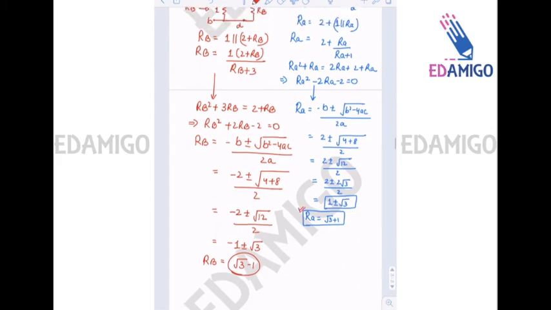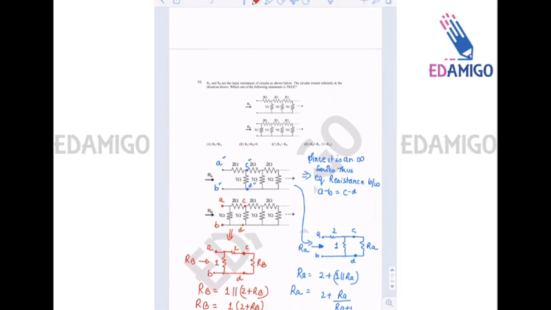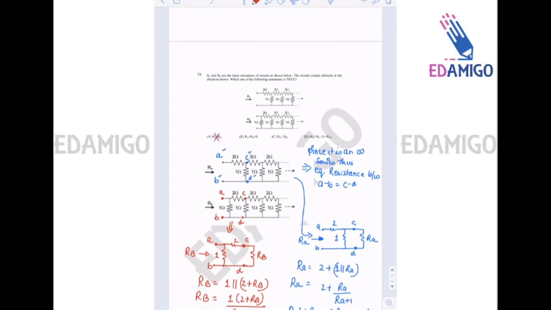So easily we can say that this is not the answer, this is not the answer. RA is less than RB, this is also not the answer, so this will be the answer. Okay.